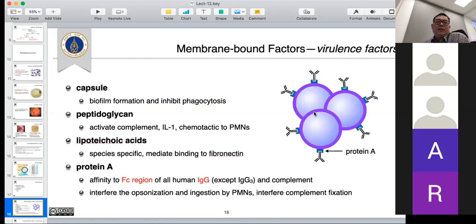Let's start from the first one, capsule, membrane bound. If they possess capsule or slime layer, they probably prone to build biofilm and inhibit phagocytosis of macrophage, okay, and also neutrophil. Peptidoglycan itself can activate complement, can activate interleukin-1 and chemotaxis for PMN. PMN is neutrophil. Activate complement, activate IL-1. That means they can make your body inflammation.